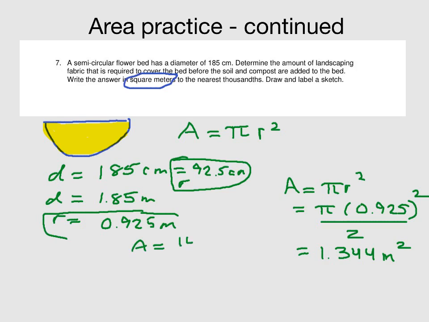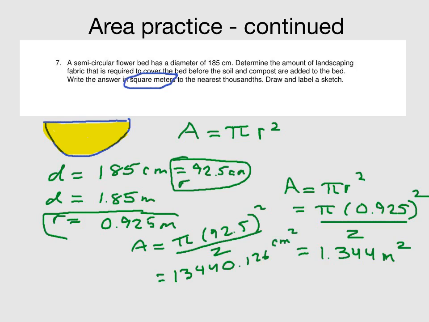Now, if you hadn't listened to the advice you were given, and you did it in centimeters first, you would have had pi multiplied by 92.5, and you would have squared that, and you would have divided by 2 because it's the semicircle. You would have got an answer of 13,440.126, and that would have been square centimeters.